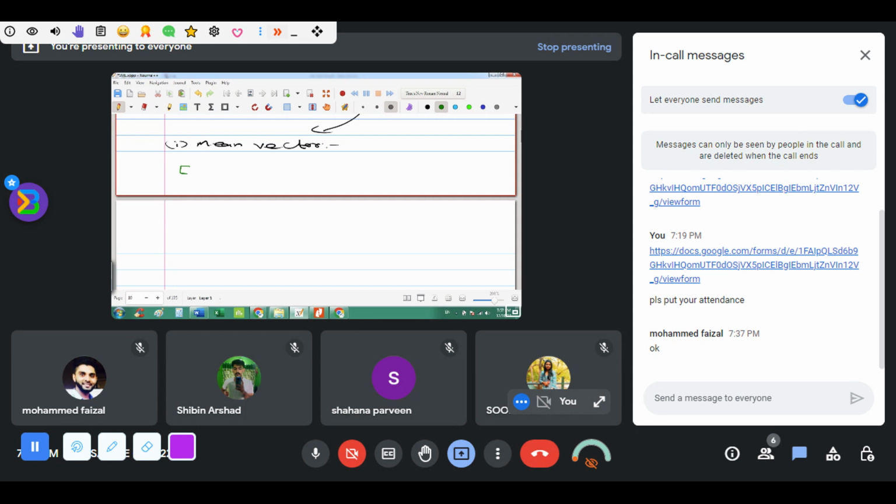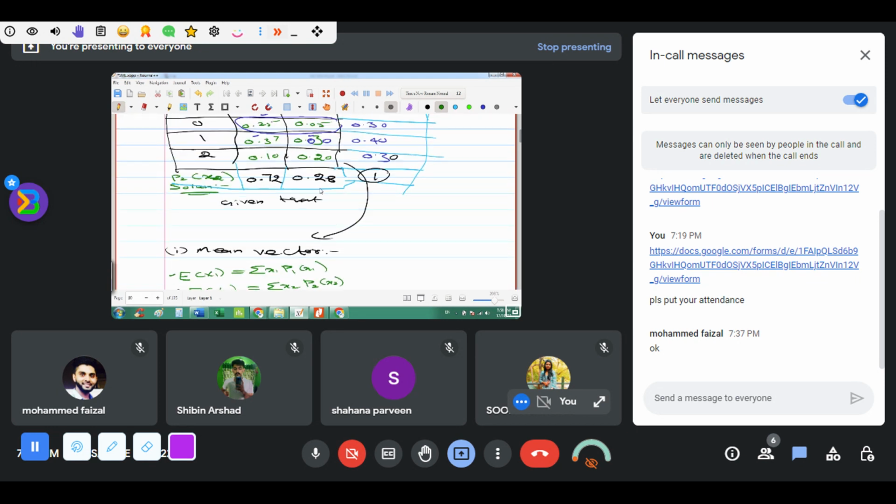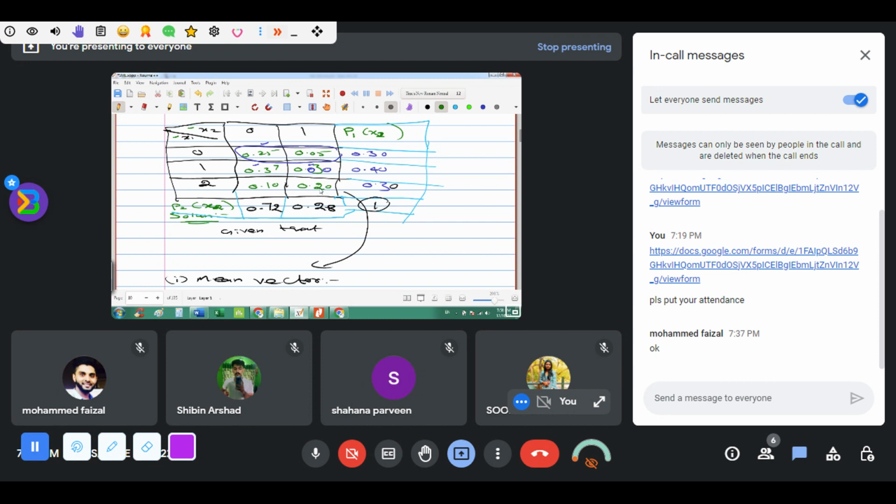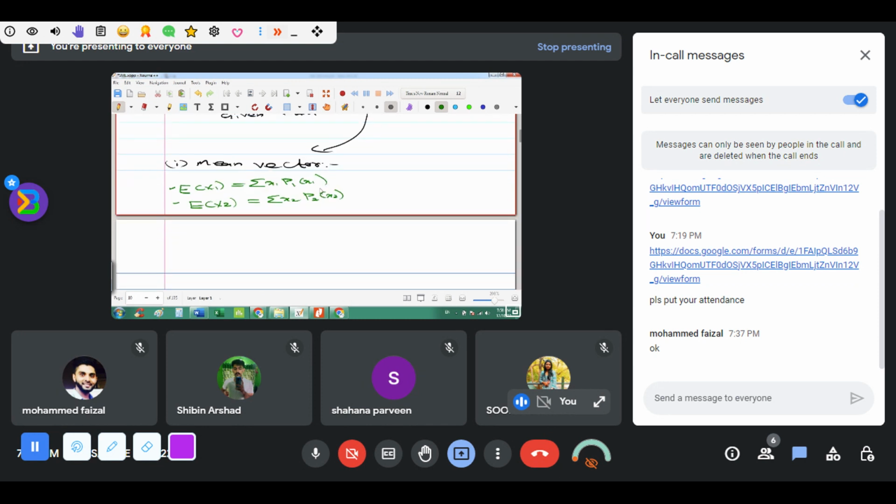First mean: E of x1 is equal to the summation of x1 into the corresponding probability of x1. Second mean formula: E of x2 is equal to the summation of x2 into the probability of x2. Any doubt regarding these two formulas? Since 2 variables are there, I write the mean vector formula divided into 2 parts: x1 into probability of x1, and x2 into probability of x2.